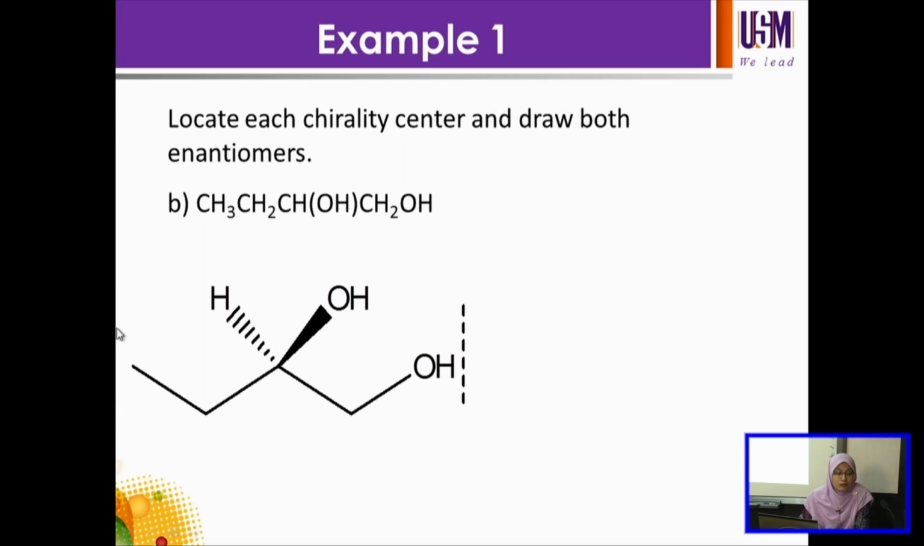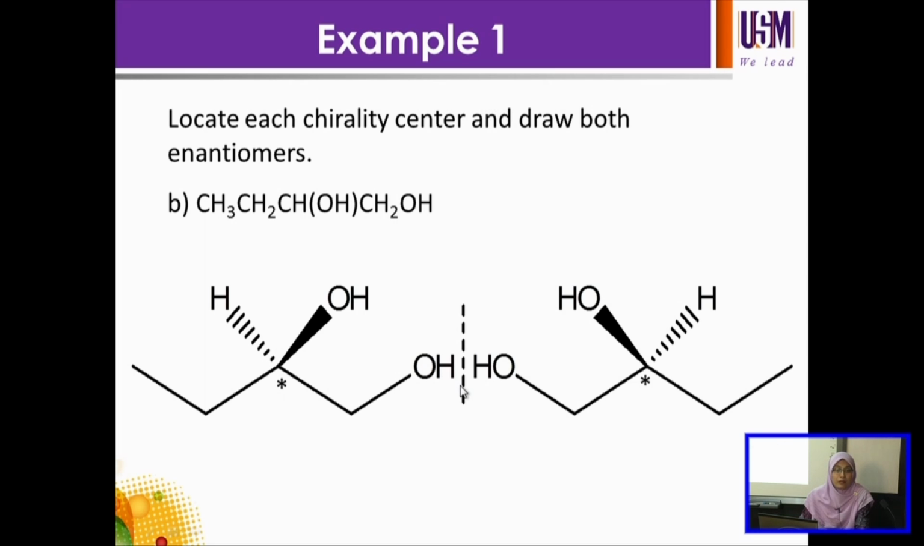First, we have the ethyl group, CH2CH3, and then we have the methanol group, because we have here CH2 and also OH. Then here we have the alcohol group as the third group, and also hydrogen as the fourth group. So the chirality center is this carbon, and we can draw its mirror image, which forms a pair of enantiomers, because its mirror image is non-superimposable to its original molecule.